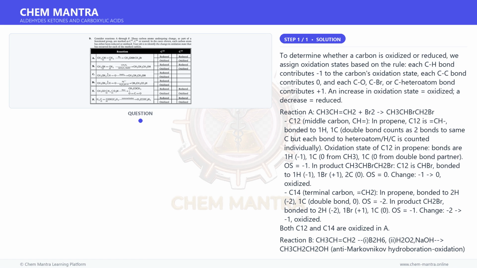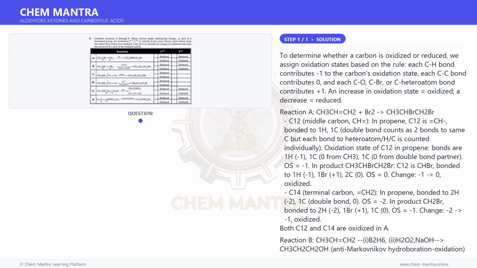Reaction F: H2C=C(OH)C2H5, tautomerization, gives H3CCOC2H5. C12 is the terminal CH2, bonded to 2H, -2, and 1C by double bond, 0. OS is equal to -2. In the product, H3C, the methyl, is bonded to 3H, -3, and 1C, 0. OS is equal to -3. Change -2 to -3, reduced.